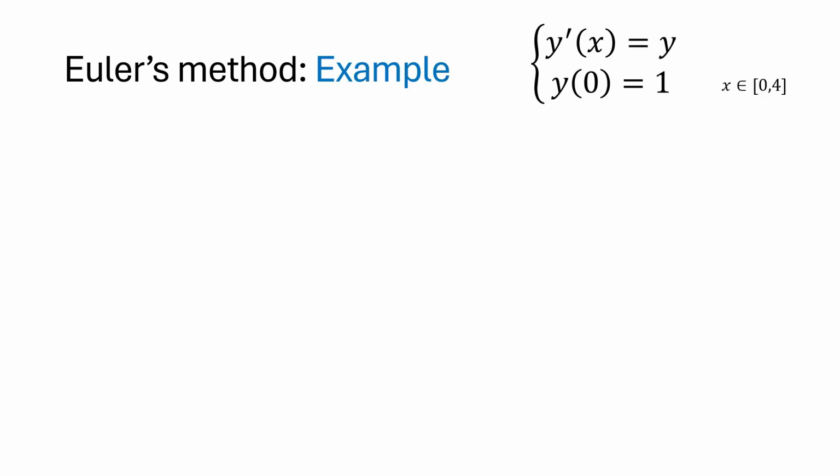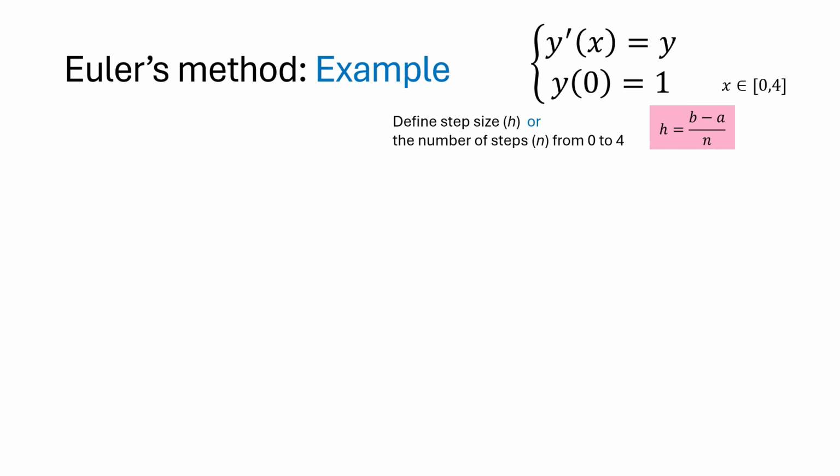Let's now use Euler's method to solve a first-order initial value problem on the interval from x equal to 0 to x equal to 4. We first define the step size h, or the number of steps n, that the algorithm will take from the starting x to the final x. We saw in the previous slide that they are related such that h is equal to b minus a divided by n, where a and b are the start and end of the interval. In this case, a is equal to 0 and b is equal to 4.